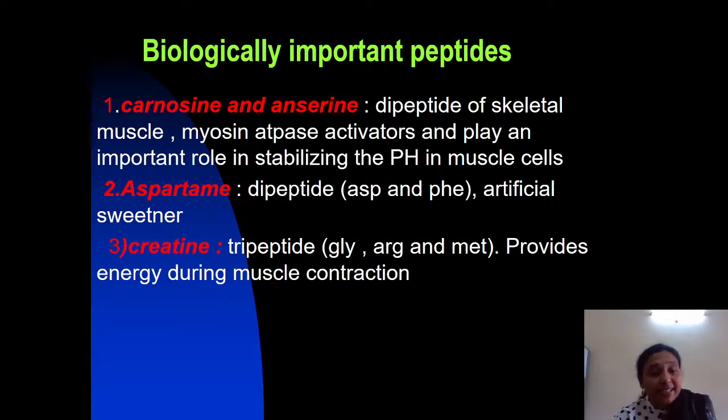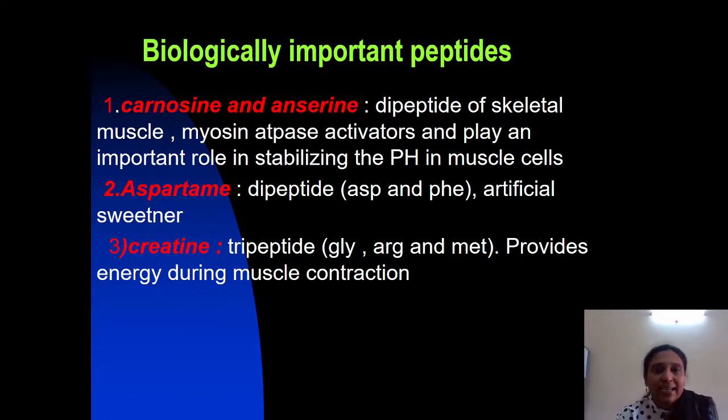The amino acids which participate in the synthesis of creatine are the simplest amino acid, glycine, the basic amino acid arginine, and the sulfur containing amino acid methionine. These 3 amino acids are involved in the formation of creatine, a tripeptide. Two major organs are involved in the formation of creatine, the liver and the kidney. Two reactions are there in the formation of creatine from these 3 amino acids.